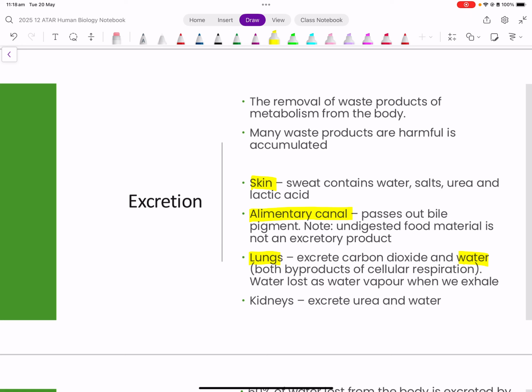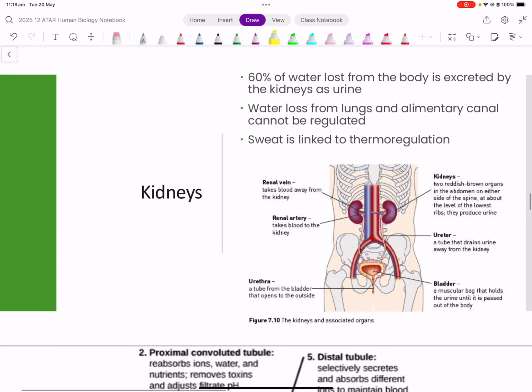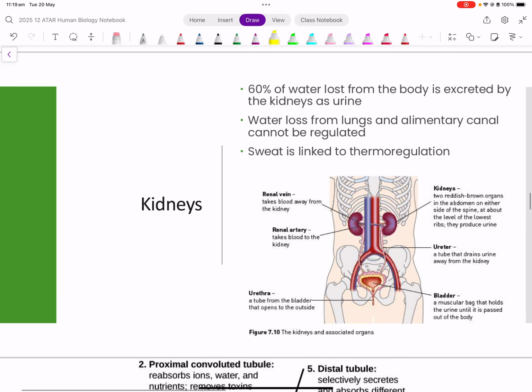And finally, the one that we really spoke about last year was the kidneys. We've already mentioned today that the kidneys are the main way that our body removes water each day. But we don't really spend too much time in year 12 going through this structure. So what I want to do very quickly is talk about the kidneys and say, look, this is where 60% of our water is lost from the body. We do have water loss in other spots, but it's not so important.